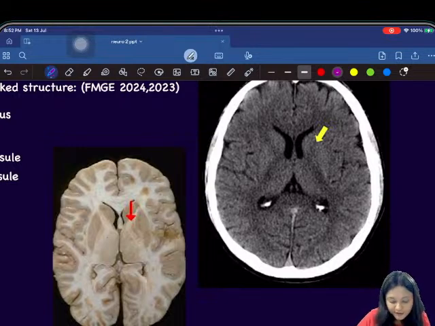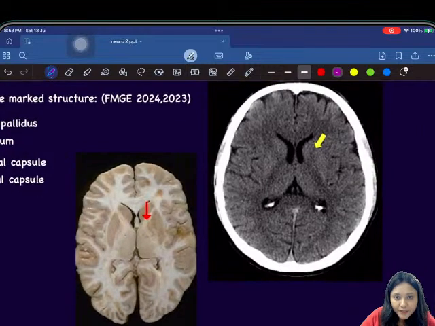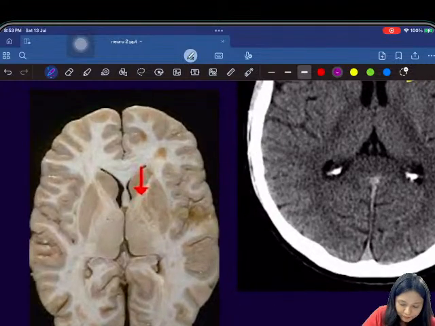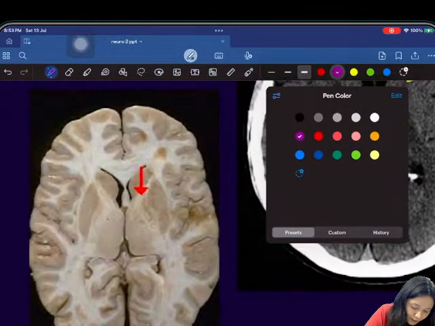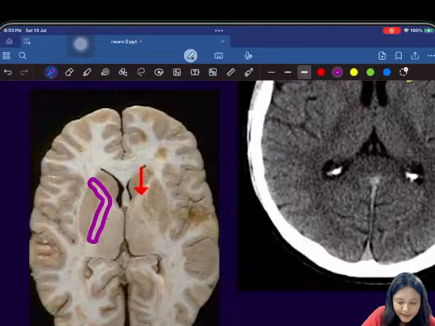If they have given a scan, then next year they might give a cadaveric image, and if they gave a cadaveric image, they can give a scan. First of all, get oriented with the image. Now you can see in this image, as I have told you, a V here, and that is the internal capsule.